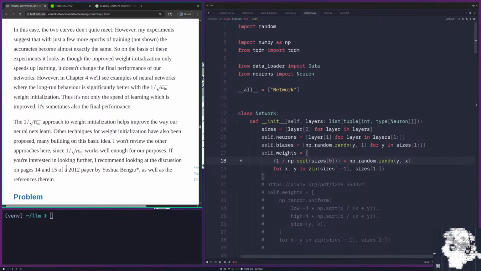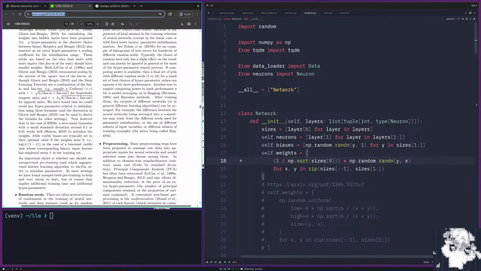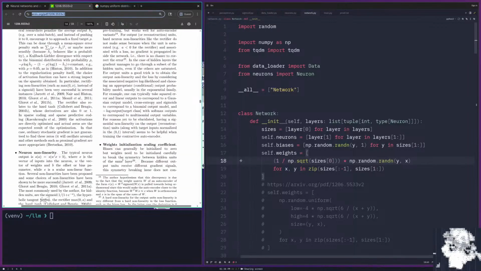Discussion on pages 14 and 15. Is that where we were? Yeah, 15, 14.